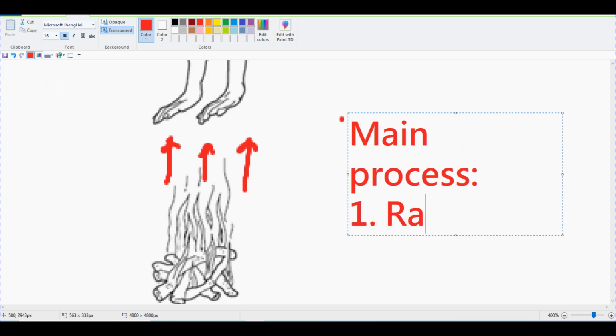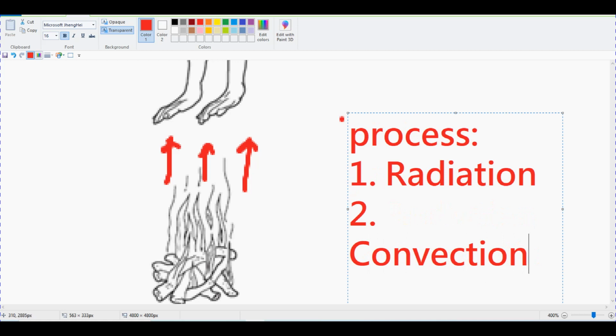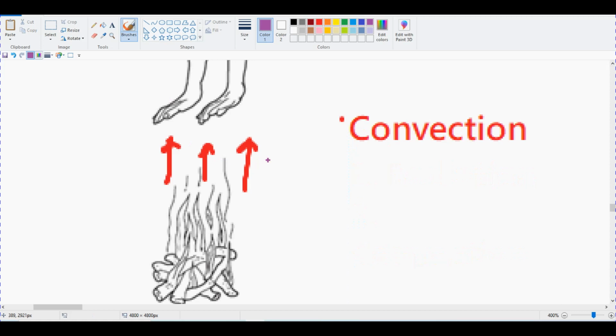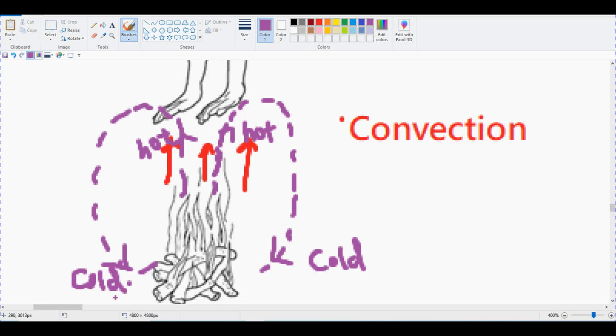Okay, and there is still radiation, right? Because radiation always goes in all directions. But there's a second one, convection. Why? Because you put your hands above the fire. We understand in convection the hot air goes up. So I will show you the convection current right here. So that's the convection current. This is the hot air. The hot air goes up and cold air diffuses in. So that's why if you put your hands above the fire, your hand is not only warmed by radiation, but also by convection as well. Okay, so it's interesting, isn't it?